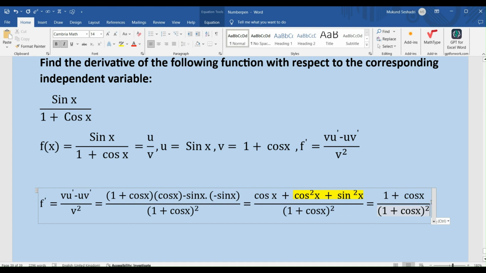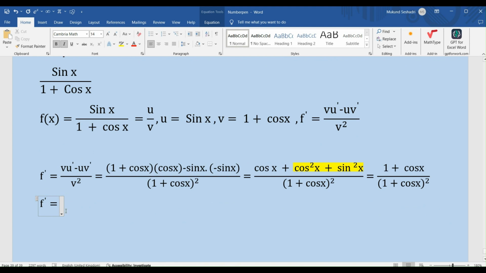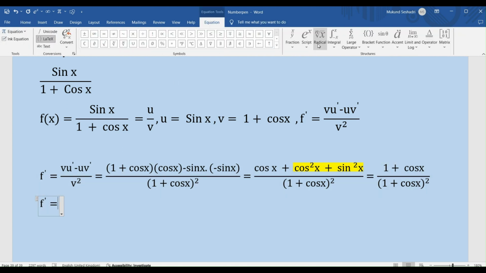So now looks like I can cancel out one of my 1 plus cos x in the denominator, right? So what is my final answer? I can cancel out the 1 plus cos x in the numerator with the 1 plus cos x the whole square in the denominator, and my final answer to this particular problem is 1 divided by 1 plus cos x, right? So that's how we go about solving these problems.